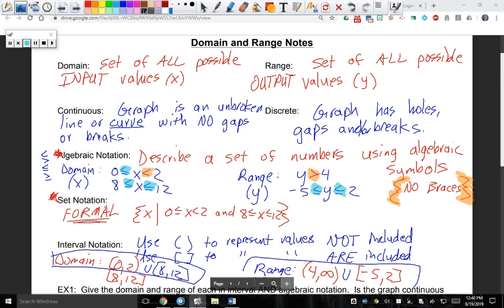And then over here for this range, it'd be the set of all y's such that y is greater than 4, and then all of this. Close the brace. Questions?